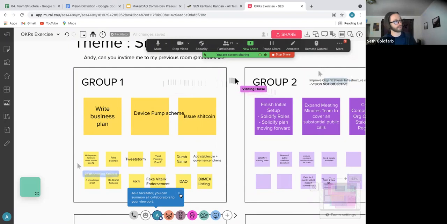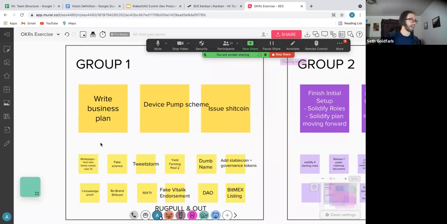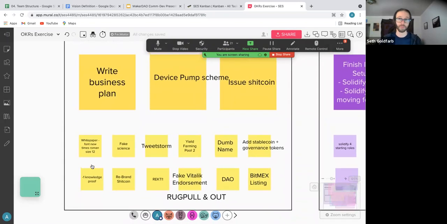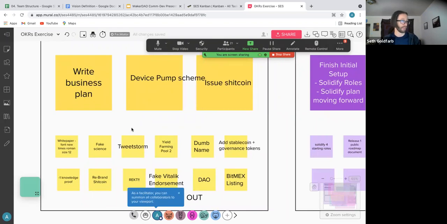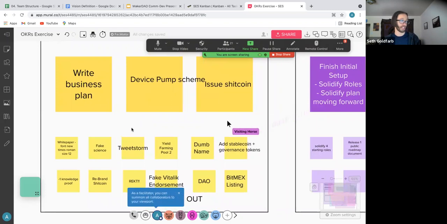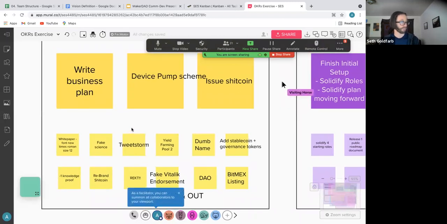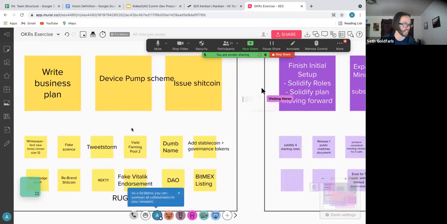Our first objective in starting a business is to write a business plan. The key result is to produce a white paper in Times New Roman font, size 12, that includes fake science, a -1 knowledge proof, not even 0, we're going -1, and a built-in plan to rebrand the shitcoin once everything goes to hell. Objective number 2 is to devise a pump and dump scheme. Key results are to have tweet storms telling everybody when to get in and out, a yield farm set up, fake endorsements from Vitalik, and getting wrecked eventually. Our last objective is to issue a shitcoin. The key results there are having a dumb name, adding additional coins for stable coins and governance, having a DAO, and getting listed on BitMEX.